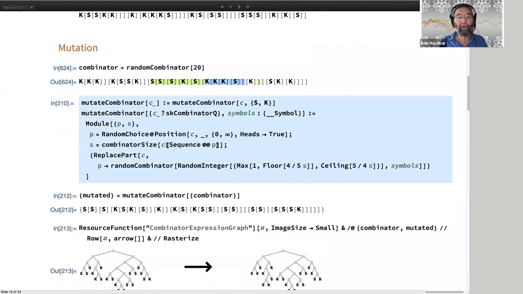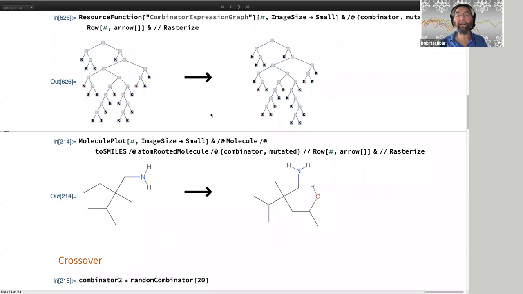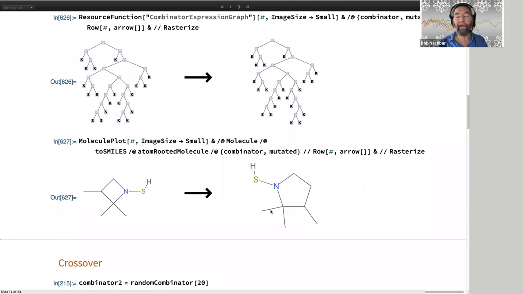And so we can mutate that combinator. So this is the one we made. This is the one that we mutated. It is a different structure, and we can look at it. And we can see that this branch over here is now smaller. And the effect on the molecules, this is the original molecule here, and this is the resulting one. We can see that the ring is now bigger, that we've somehow managed to magically insert another atom in here by changing the branch here.